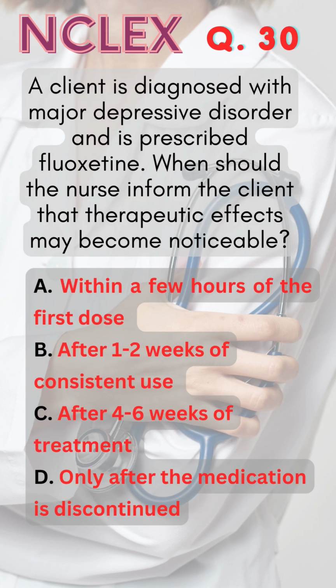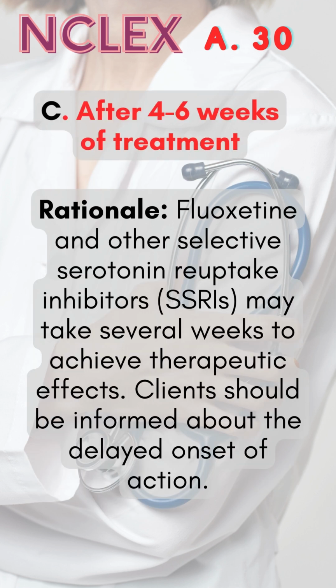Question: a client is diagnosed with major depressive disorder and is prescribed fluoxetine. When should the nurse inform the client that therapeutic effects may become noticeable? A. Within a few hours of the first dose. B. After 1 to 2 weeks of consistent use. C. After 4 to 6 weeks of treatment. D. Only after the medication is discontinued. Answer: C. After 4 to 6 weeks of treatment. Rationale: fluoxetine and other selective serotonin reuptake inhibitors, SSRIs, may take several weeks to achieve therapeutic effects. Clients should be informed about the delayed onset of action.